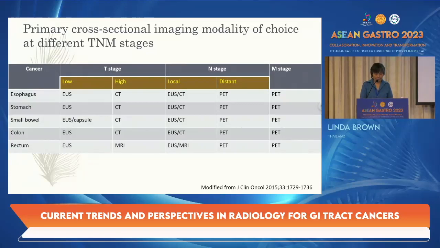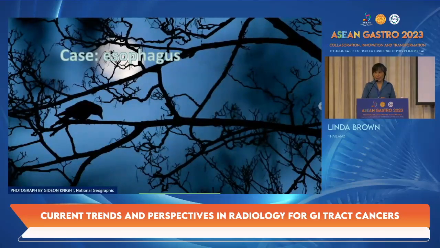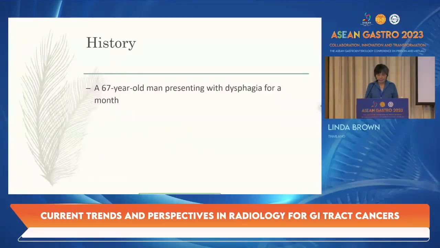I would present to you daily, practical day-to-day cases of how, when we approach patients, imaging plays a role in these cases. And I will focus only on the luminal GI tract from esophagus to rectum. Let's start with esophagus. This is a 67-year-old man presenting with dysphagia for about a month.